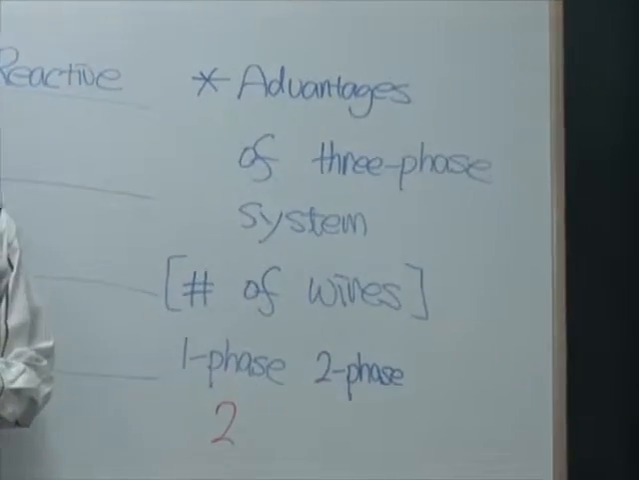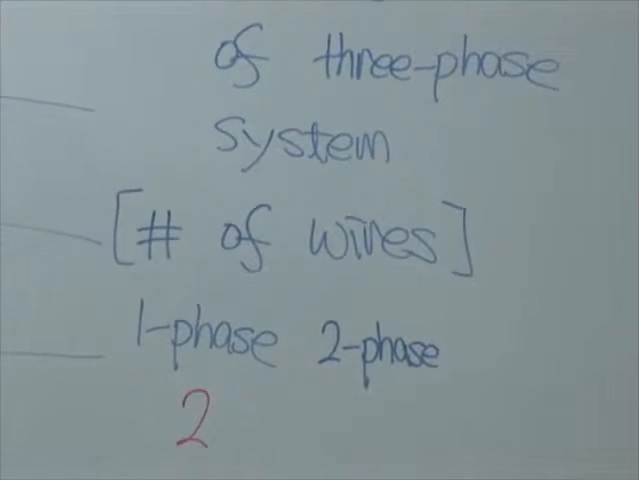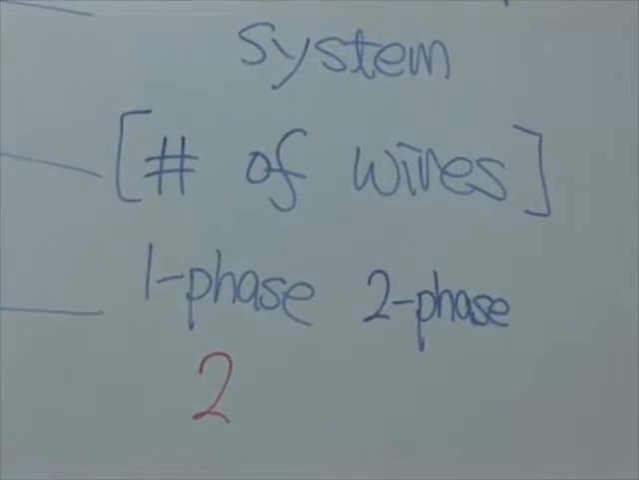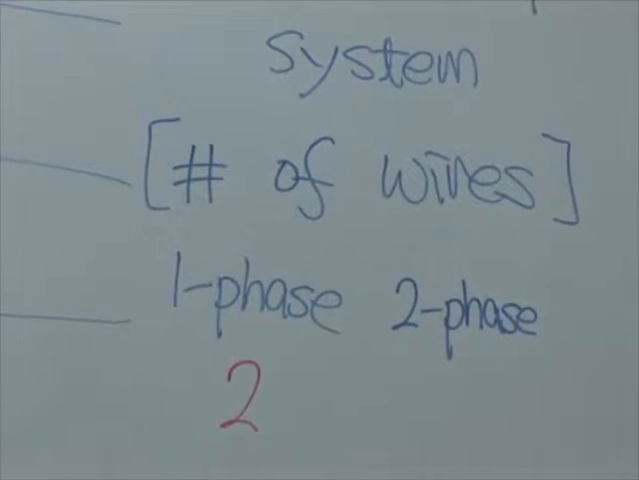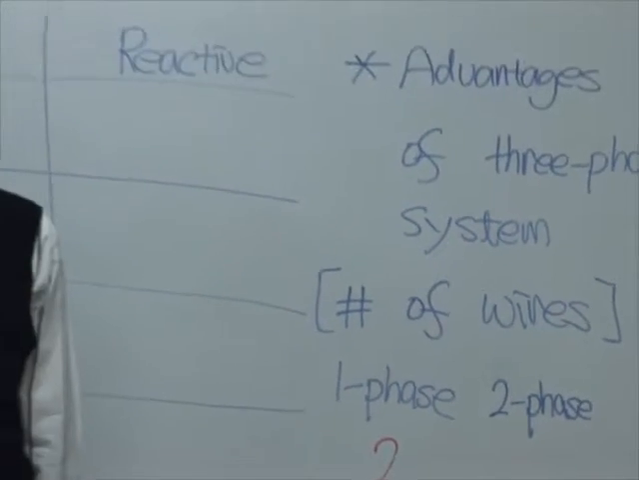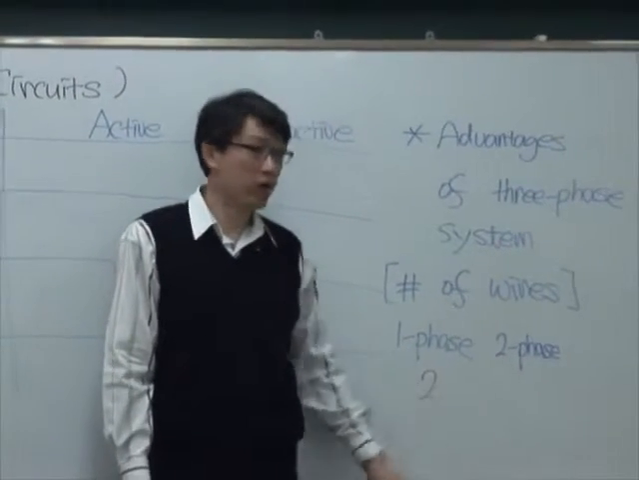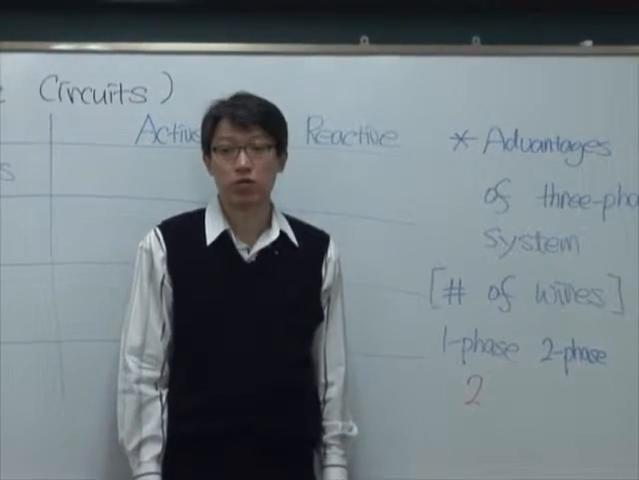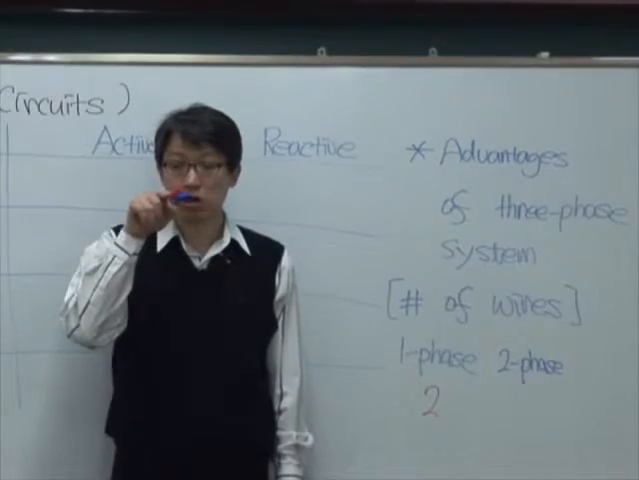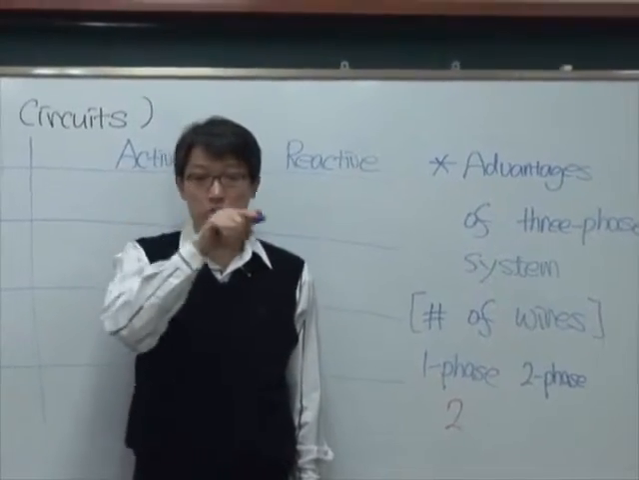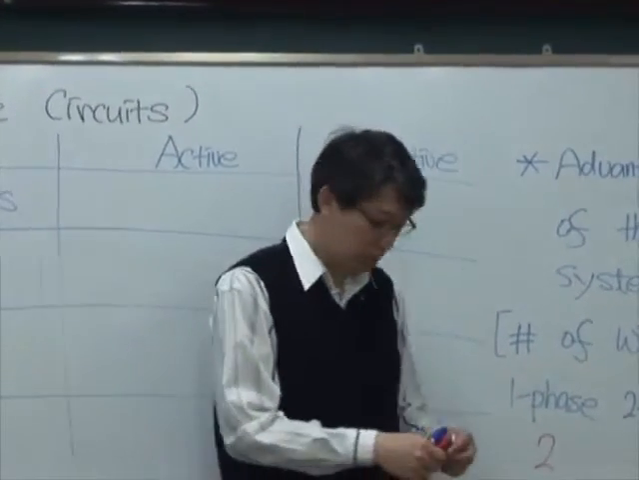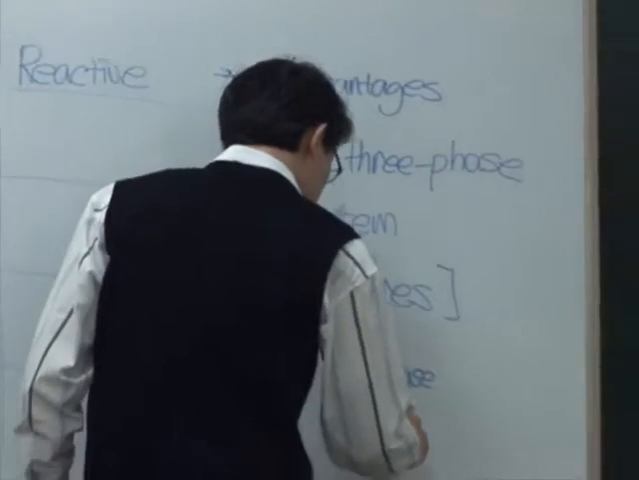What about the two-phase case? Have you ever known that we have two-phase? Yes. The angle is different by 90 degrees. Then it is called a two-phase system. So actually it is used in some places. In the two-phase case, how many wires do we need? A neutral wire, one with phase A, and one with phase B, right? So we need three wires.